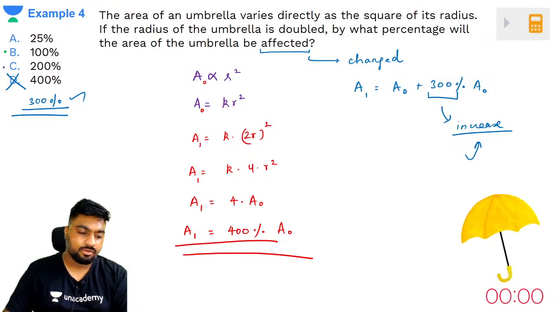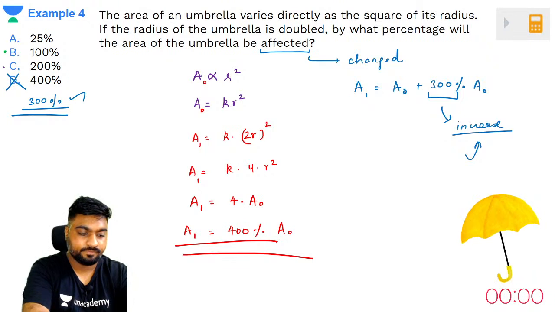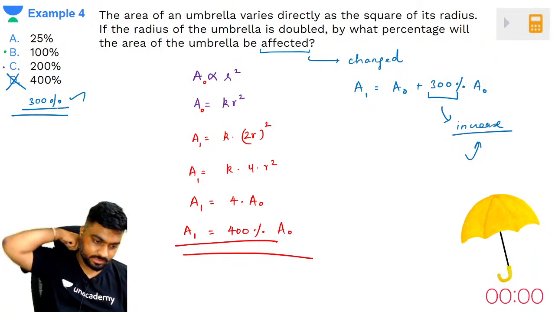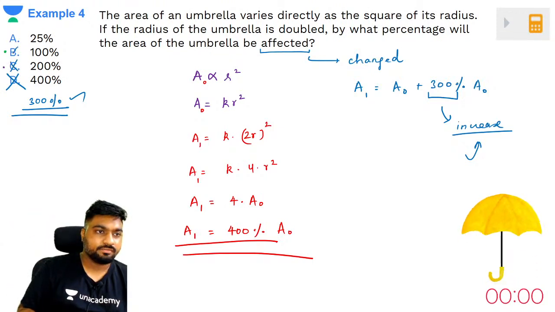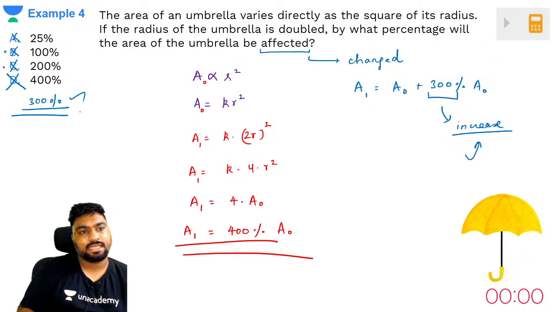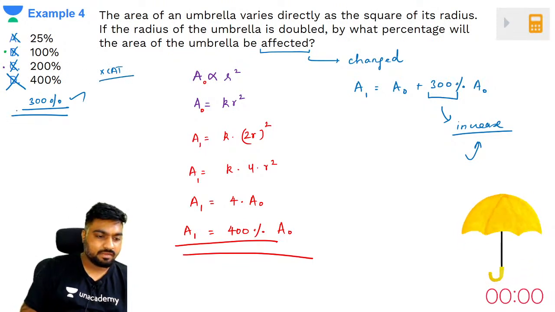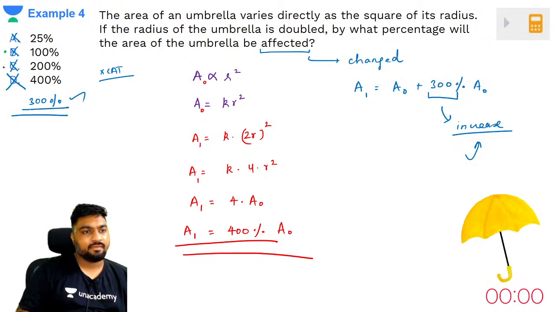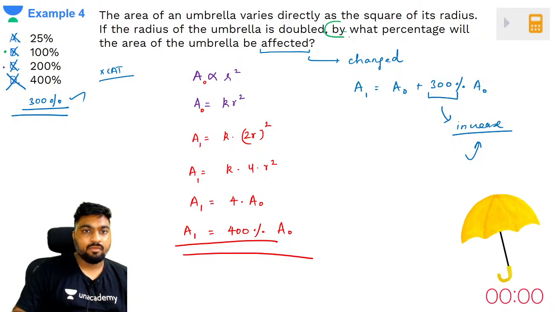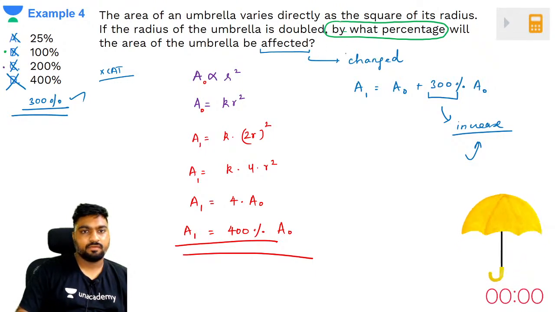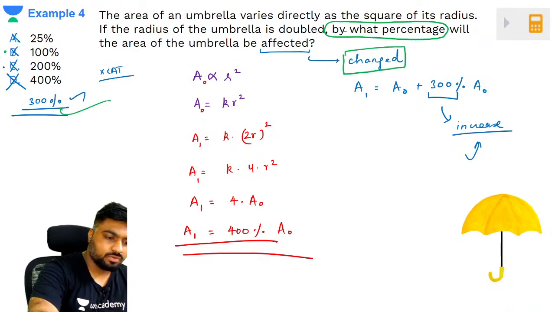This will not happen in CAT, you don't have to worry about it, but the answer is 300%. Cool? For percentage change, none of these answer choices are right, but 300% is the right answer. This will never happen in CAT, that you have an entirely wrong set of answer choices. I made a mistake when I typed. 300 is the right answer. When they're asking by what percentage it will change, affected means changed. So this is 300%. Next.